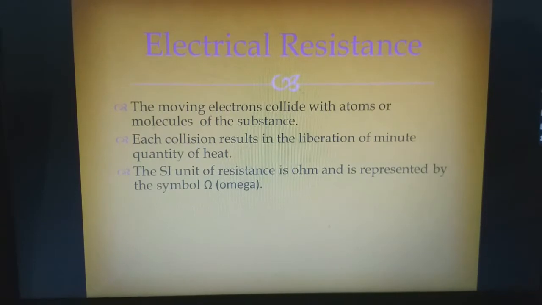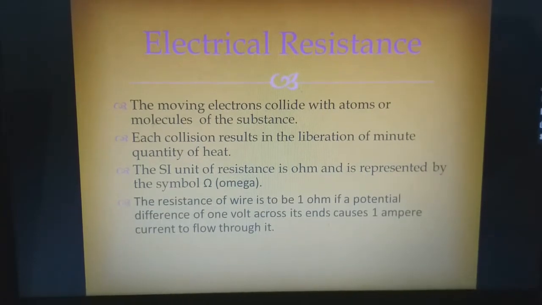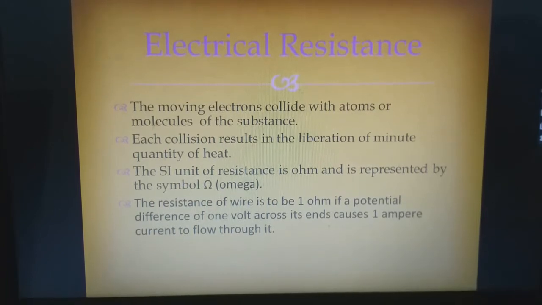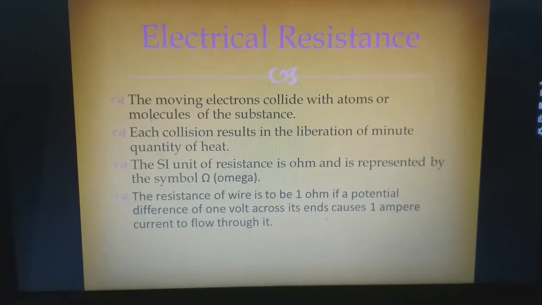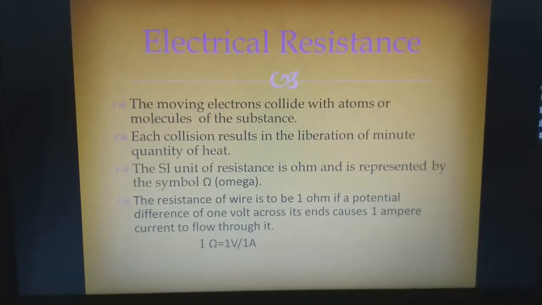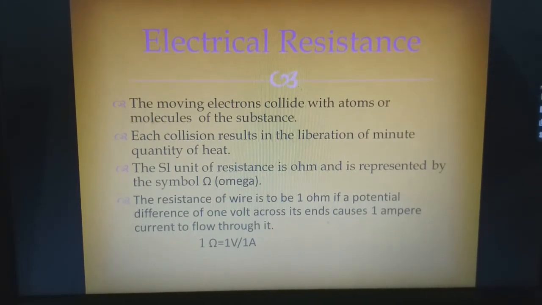The resistance of a wire is said to be 1 ohm if a potential difference of 1 volt across its ends causes 1 ampere current to flow through it. That is, 1 ohm is equal to 1 volt over 1 ampere.